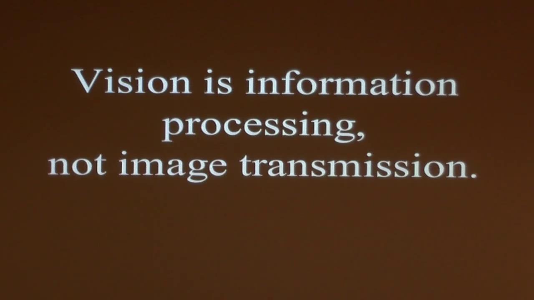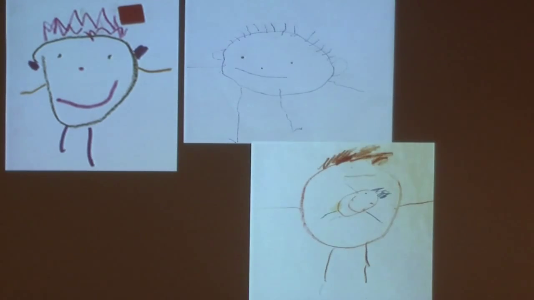So vision is information processing, not image transmission. You can see this in the work of many artists. You can see it in the art of children. If you ask a 3-year-old child to draw a person, you will get a face on legs, right? The child is telling you that he has extracted the information about how to identify an individual, and most of that information is in the face, right? This is a drawing a child made of her pregnant mother. A face on legs inside a face on legs.